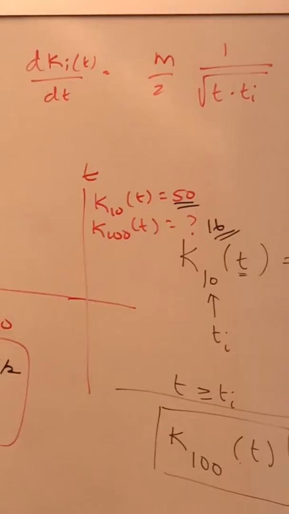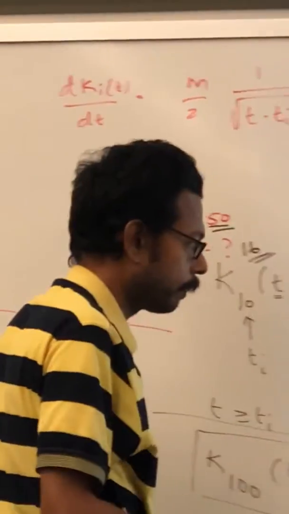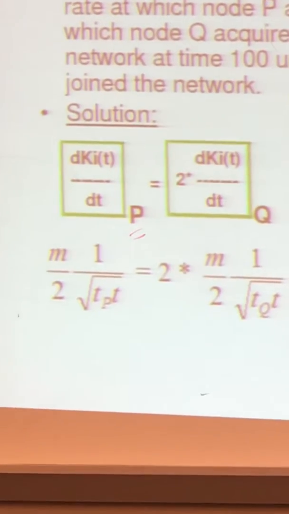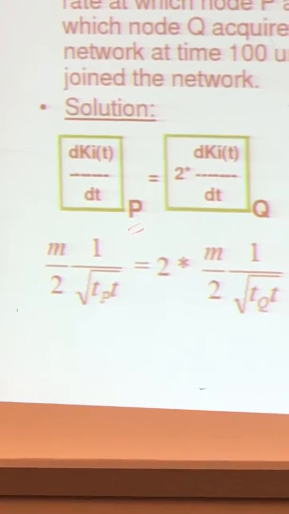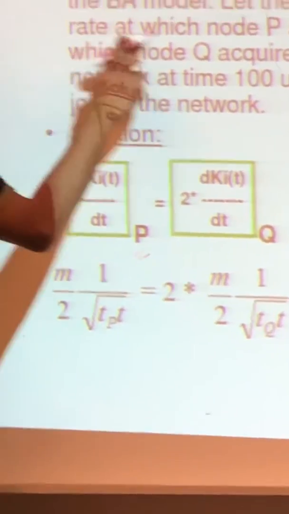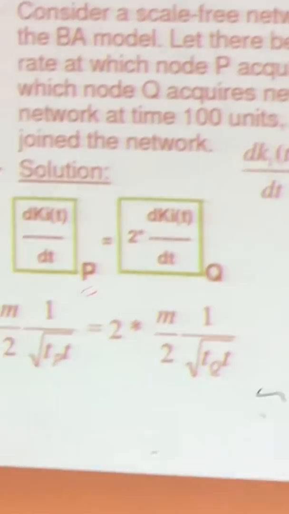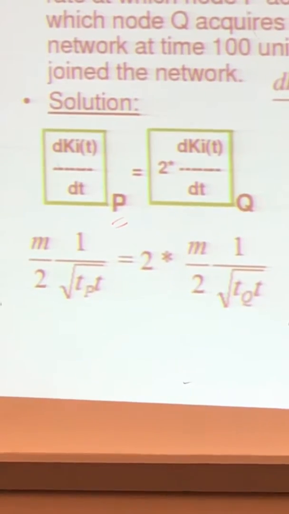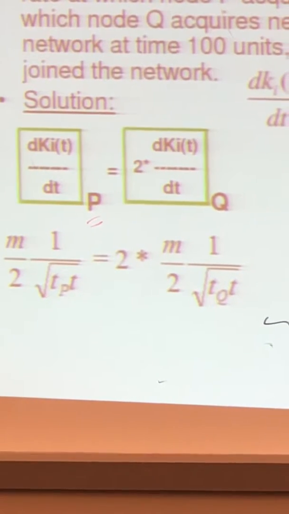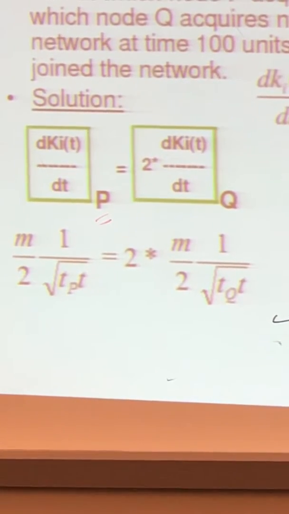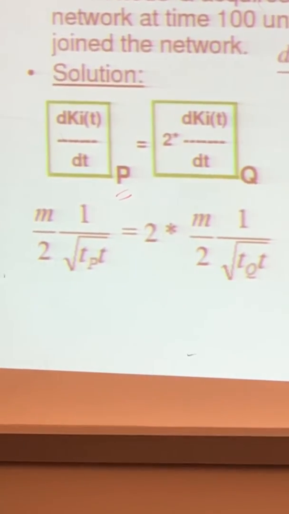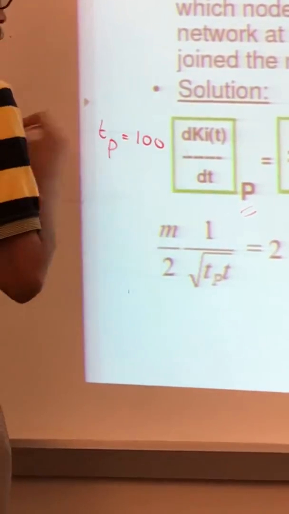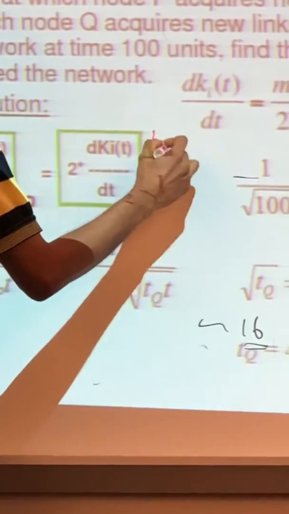So what is given is that the rate at which the degree of node P grows is twice the rate at which the degree of node Q grows. That's what is given in the problem statement. Now, if node P joins the network at time 100 units, we want to find the time at which node Q joined the network. That's the only information given. So you're given TP, the joining time, as 100 units. You want to find the joining time of node Q.